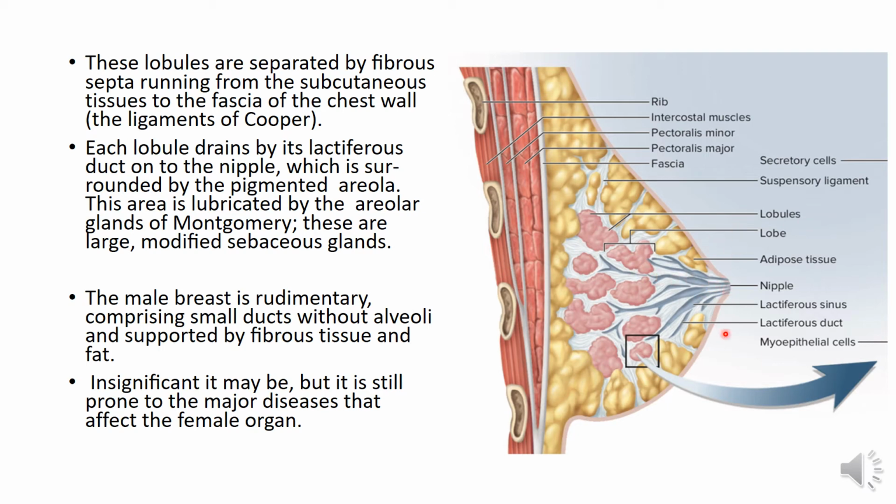Around the nipple we have the pigmented area, which is the areola, and this area is lubricated by the areolar glands of Montgomery, which are large modified sebaceous glands. Remember, the breast is a modified sweat gland, and the glands of Montgomery, which are found on the areola, are modified sebaceous glands. The male breast is rudimentary, comprising small ducts without alveoli and supported by fibrous tissue and fat. Insignificant as it may be, it's still prone to major diseases that affect the female organ.